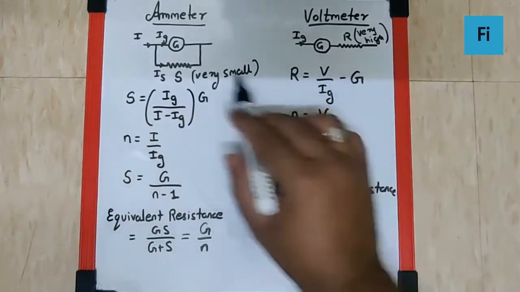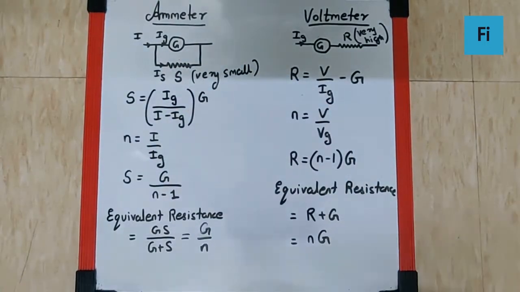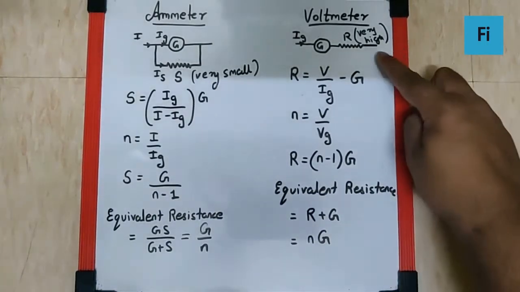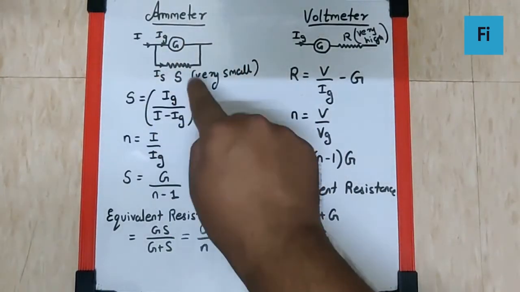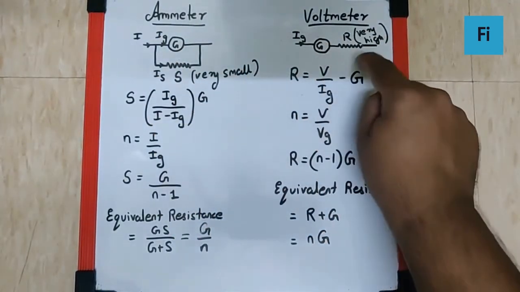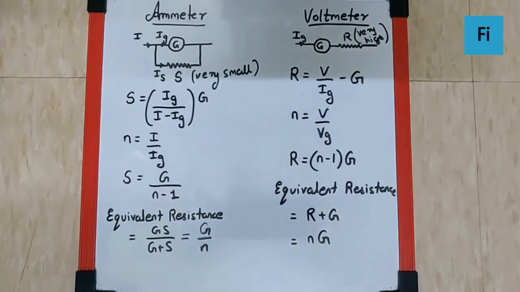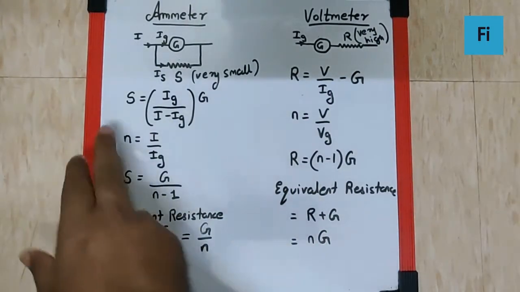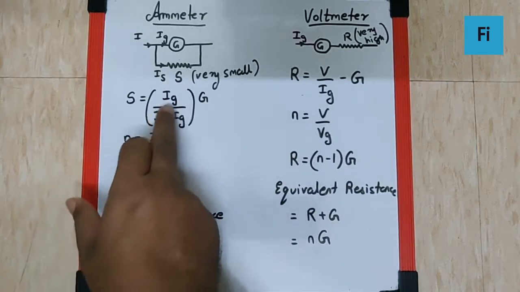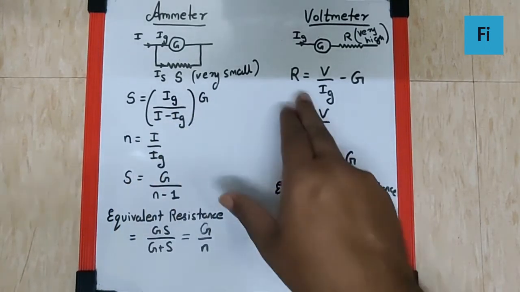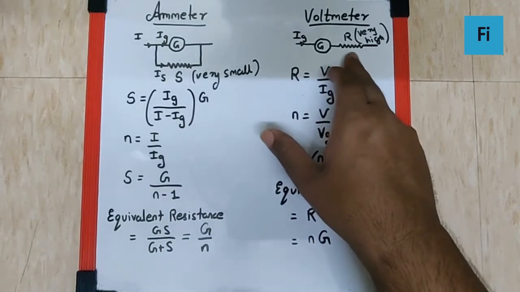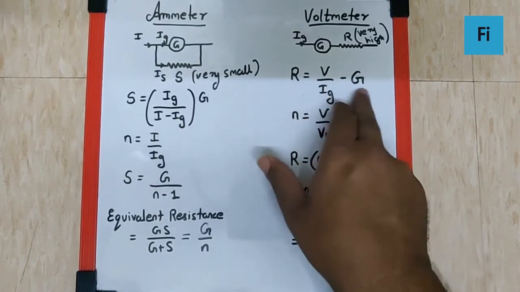So to make an ammeter we connect a very small resistance in parallel, and to make a voltmeter we connect a very high resistance in series. Obviously the aim is to decrease the resistance over here and to increase the resistance over here. Now some general formulas which are very useful: the shunt value is going to be Ig upon I minus Ig, the whole into G, whereas the resistance which needs to be connected in series is going to be V by Ig minus G.